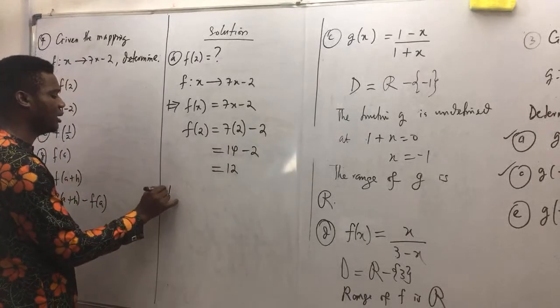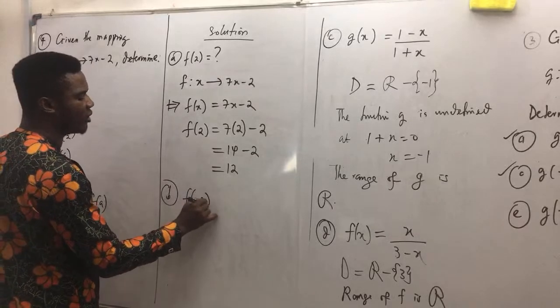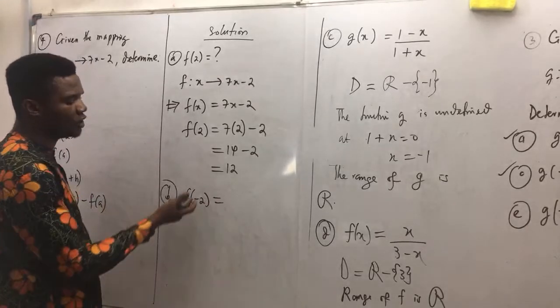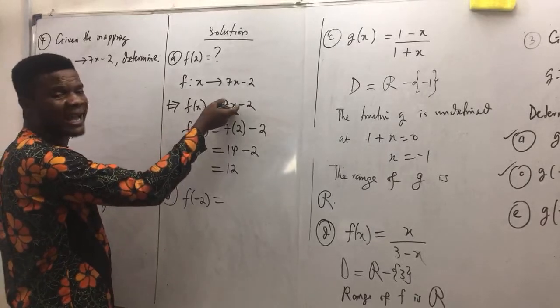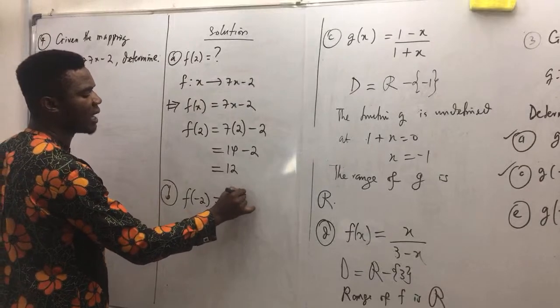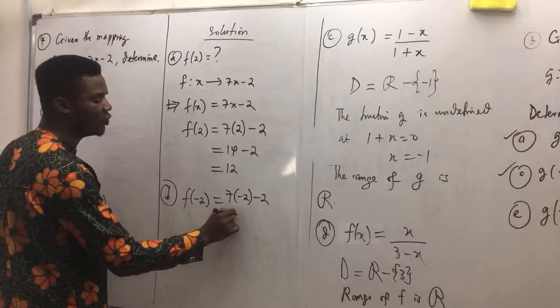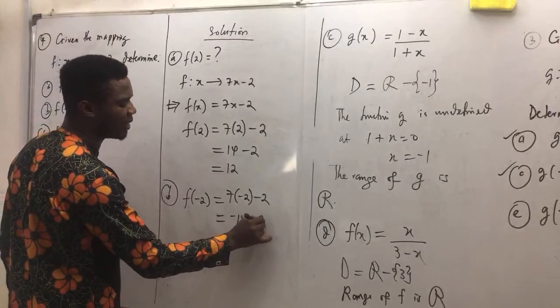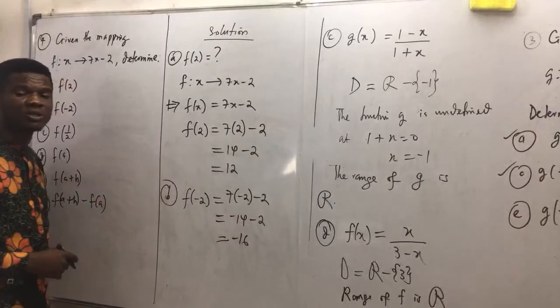Now, for B, let's go back to B. B requires that we find f of minus 2. So what we have to do is to put minus 2 into this function. So wherever we find x, we shall be putting minus 2. And that would mean 7 times minus 2 minus 2. And 7 times minus 2 will give you minus 14. Minus 14 minus 2 will give you minus 16. So that will be your result.